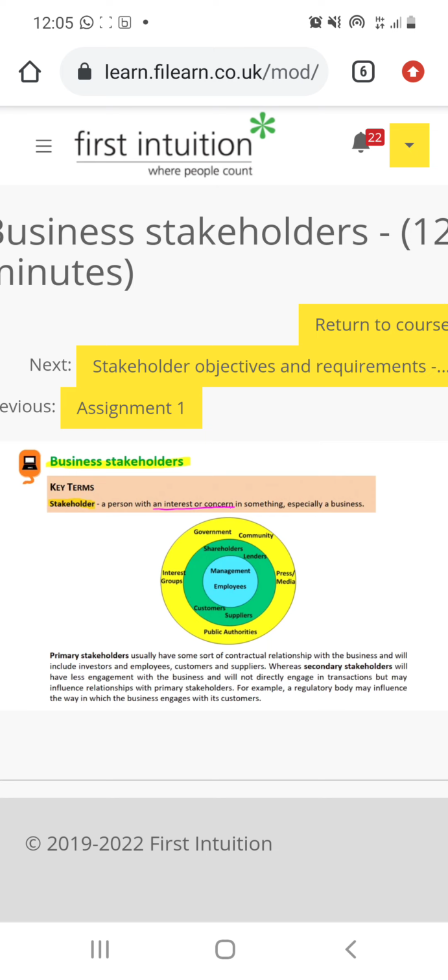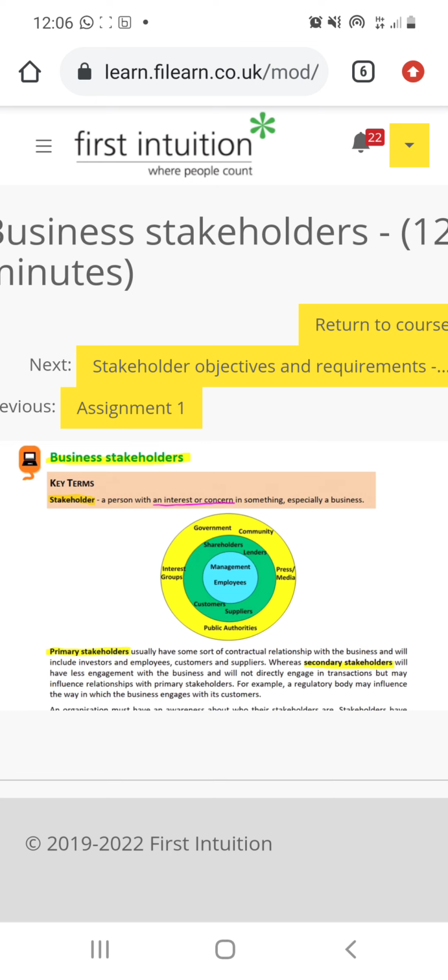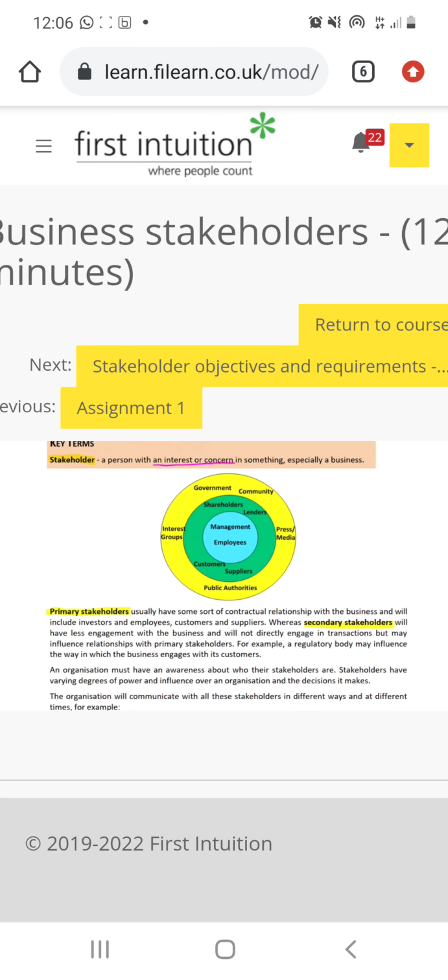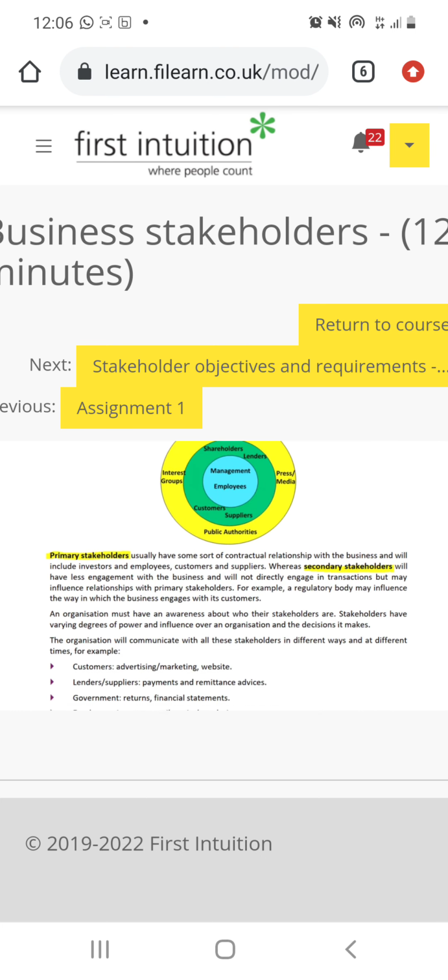We can classify our stakeholders into two distinct groups. We have our primary stakeholders and we have secondary stakeholders. Looking at our primary stakeholders, first of all, they usually have some sort of contractual relationship with the business, and they may include investors. They have a contractual relationship with the business in the form of shares. They have paid their own private money in return for a share of the business.